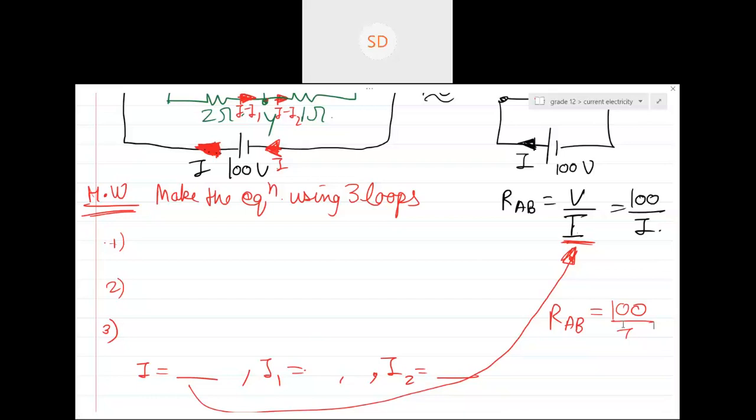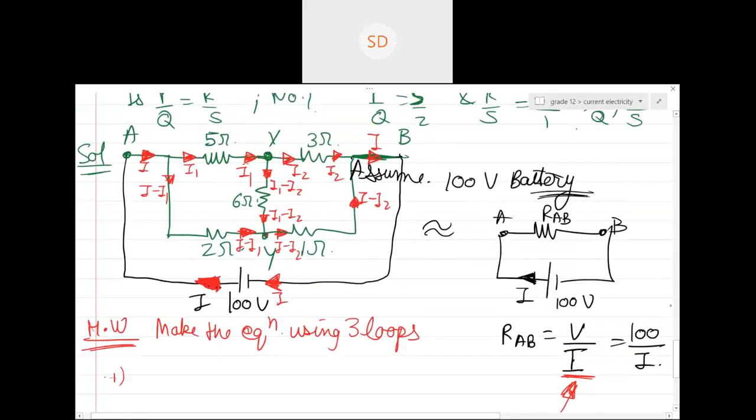Yeah, just the outer loop. Why to include the outer loop, and how will we write the outer loop's equation? Let's go from A to this point, then Y, and then like this with the battery. Fine, take the loop like this. So basically I minus I1 into 2 with a minus sign, then minus I minus I2 into 1, and then plus 100. Fine.